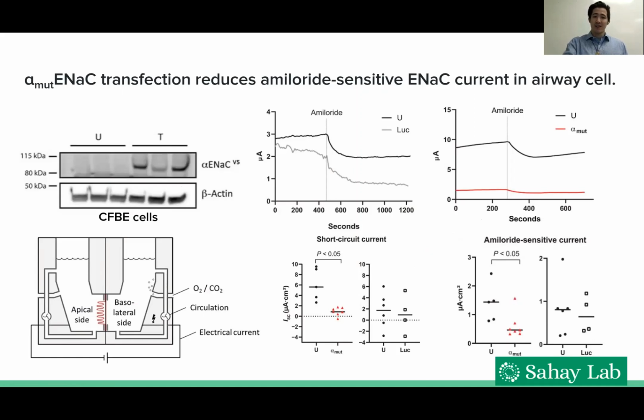In the top left panel seen here, CFBE, cystic fibrosis bronchial epithelial cells, were used and transfected with the LNP containing the mutant ENaC and were tagged with a V5 epitope tag. And with beta-actin as the gel loading control, we successfully performed a Western blot 72 hours after transfection, showing that ENaC expresses in these cell lines.